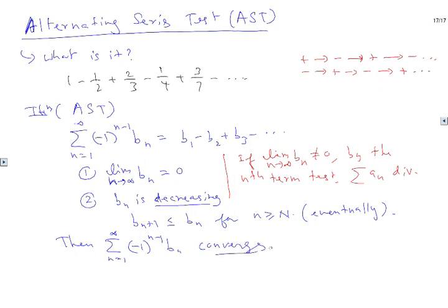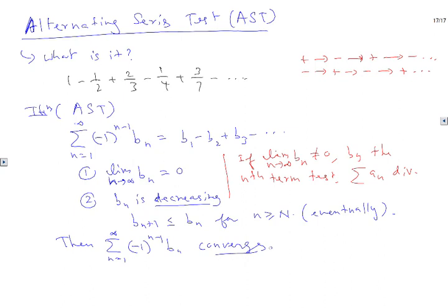This is really interesting. There are two conditions to satisfy. The limit of b_n has to be 0, and b_n should be decreasing. Remember, b_n means the part without the sign. So we pick the b_n part. If its limit is 0 and it is decreasing, then this test says the series is going to converge.